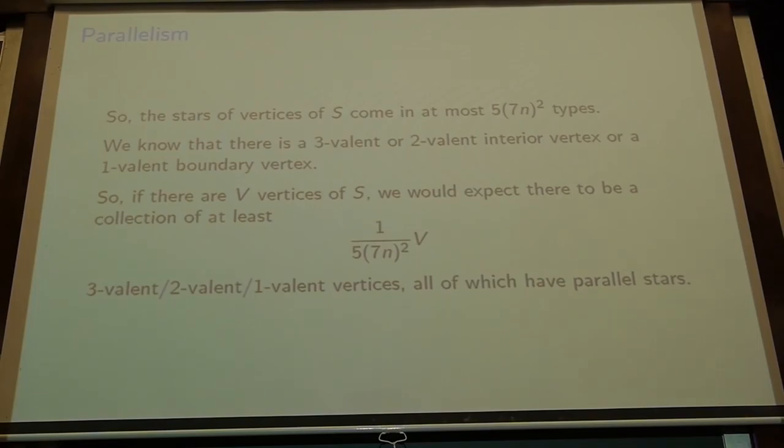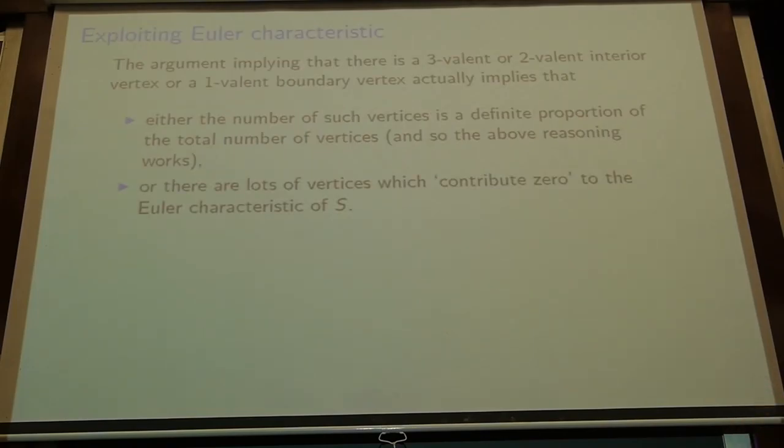Right? The point is that the valency 5 ones, in the planar graph case, contribute positively to Euler characteristic. The ones of 7 and above contribute negatively, and the ones of 6 don't contribute at all. They're Euclidean. Well, the same principle applies here. We may have lots and lots of Euclidean vertices. Here's what is true. The Euler characteristic argument implies that either you have lots and lots of 3-valent or 2-valent interior vertices, so the above reasoning works, or you have lots and lots of vertices which don't contribute to Euler characteristic.